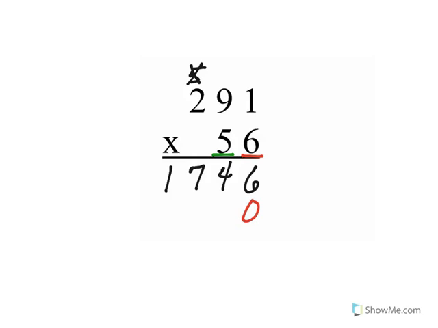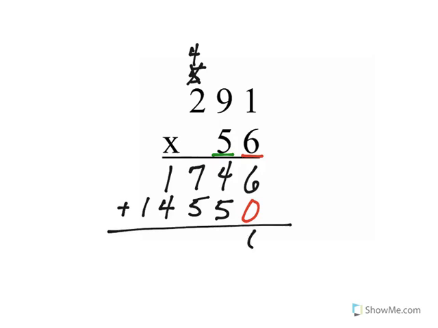5 times 1 is 5. 5 times 9 is 45. 5 times 2 is 10, plus 4 is 14. And we're going to add all of these together. 6, 9, 12, carry my 1, 4, 5, 6, and 1. So my answer is 16,296.